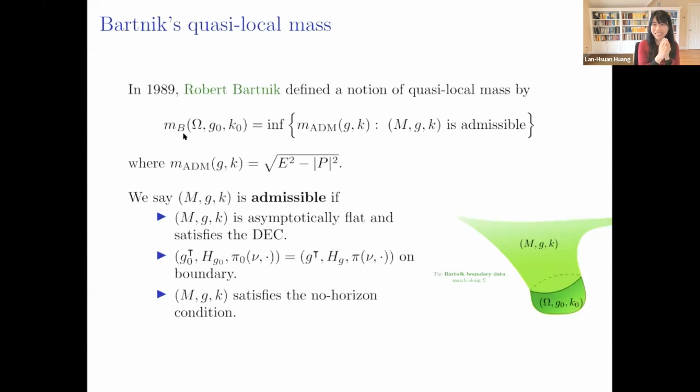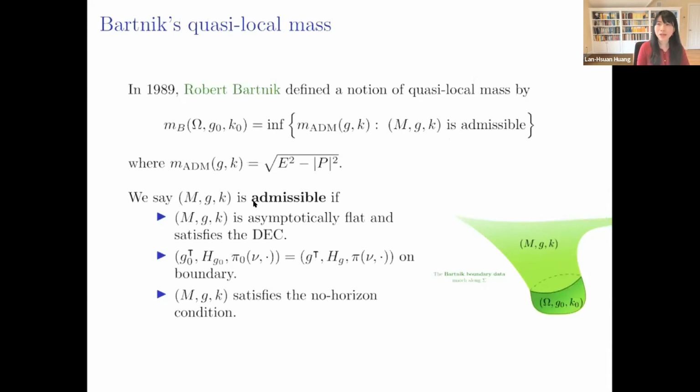So he thought, let's extend it to make it complete with an asymptotically flat end. There we can compute the ADM mass, which is defined to be the Lorentzian norm, E squared minus P squared, take a square root. Of course, there are many possible extensions. So let's take an infimum among all possible extensions. And we also require the extension to be admissible.